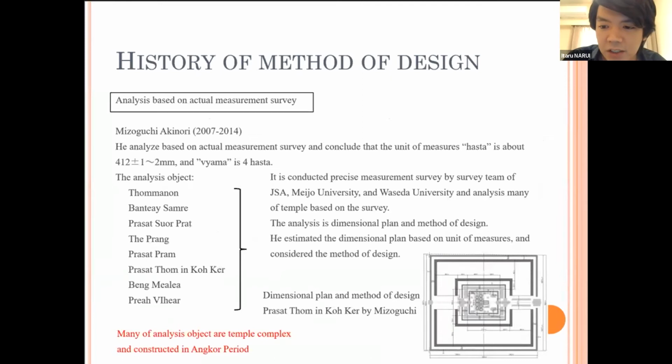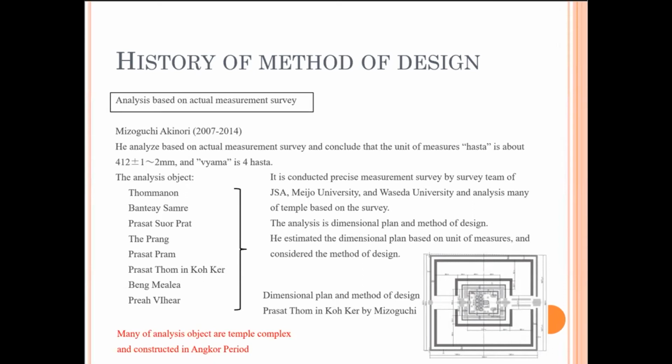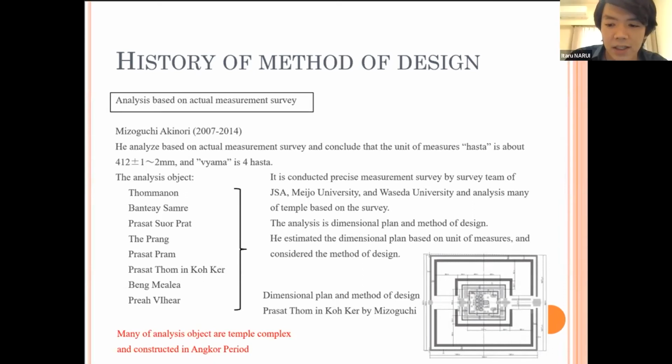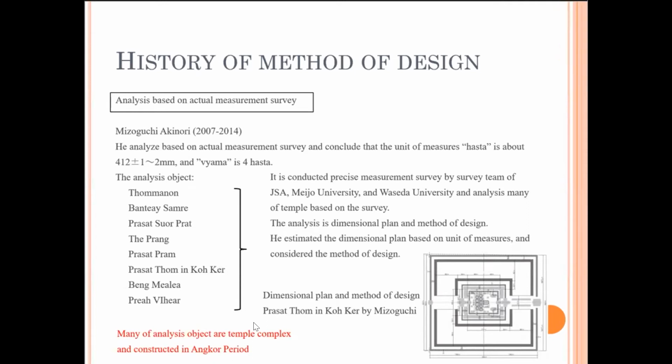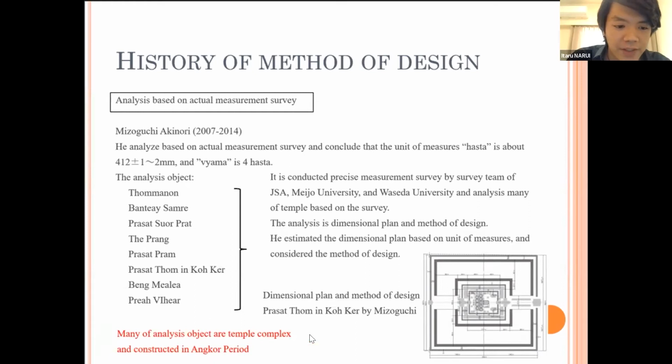Professor Mizoguchi in JSA analyzed based on actual measurement surveys and concluded that the unit of measure hasta is about 412 millimeters and yama is 4 hasta. Compared with other researchers, the analysis objects in his study are more numerous. He studied the dimensional plan and method of design. But the analysis objects were constructed in the Angkor period.